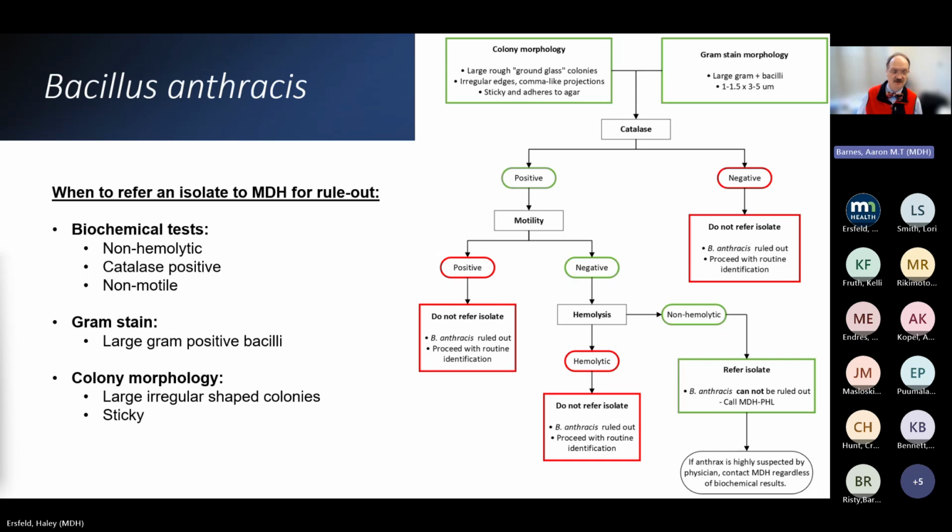It's pretty straightforward for BA. So non-hemolytic, catalase positive, non-motile. The morphology has to match at least something like that on the plate and by gram stain. Next slide, please.